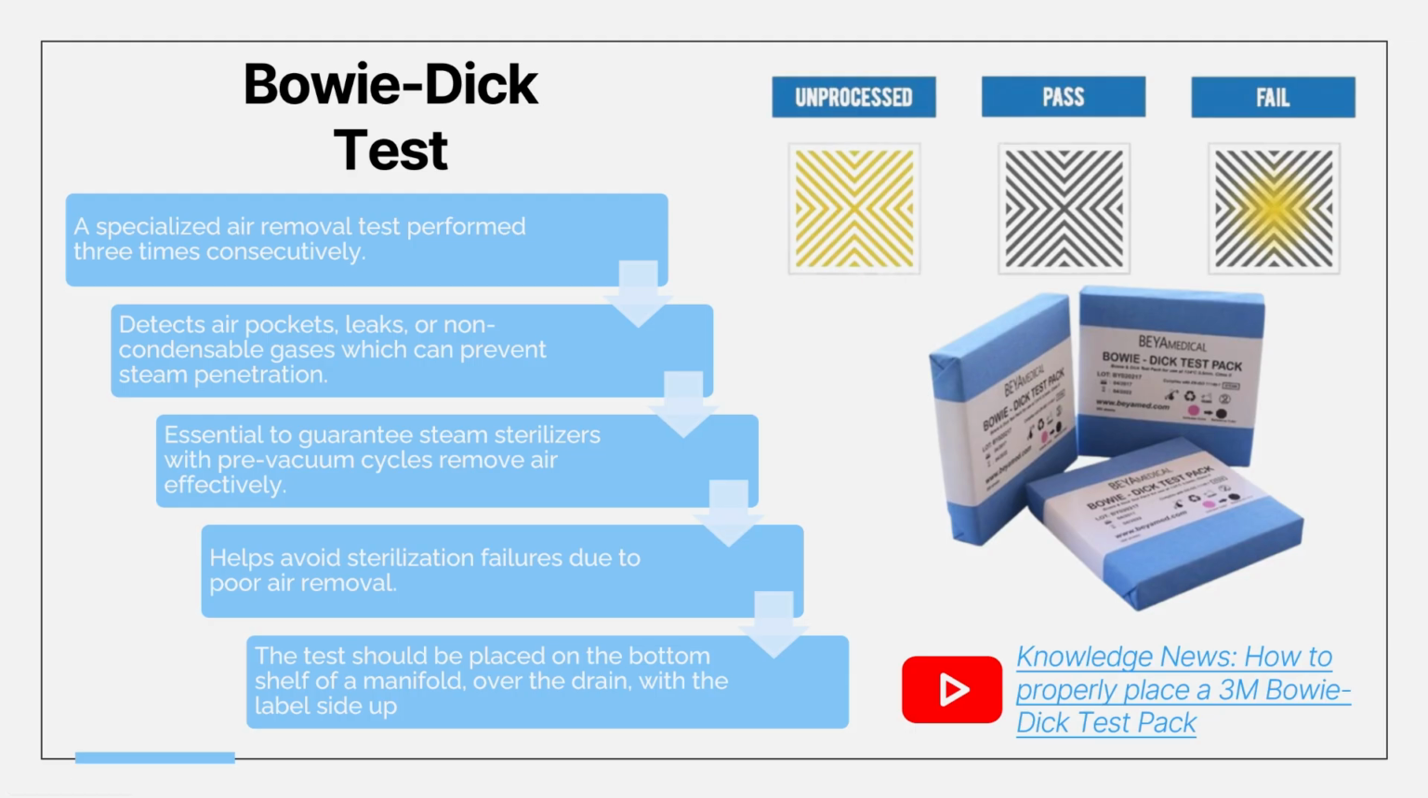So the pack should be placed flat near the front bottom shelf over the drain. This area is most likely to trap air because it is next to the drain. Consistent placement ensures consistent test results. You have to still follow your department's standard operating procedure and manufacturer instructions. And this video here will show a more detailed example of how to properly place a Bowie-Dick test pack.